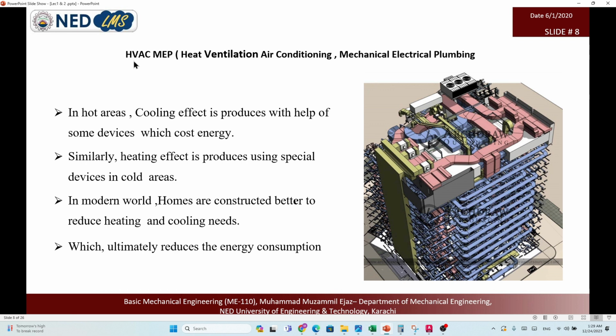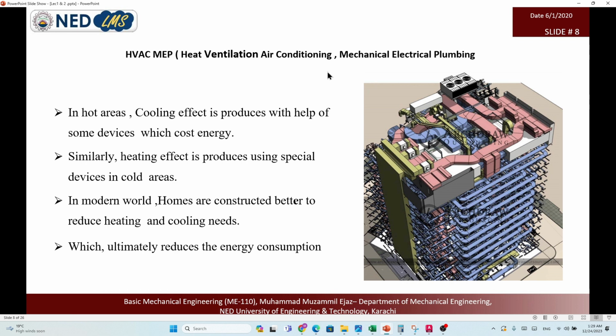What does HVAC MEP stand for? Heating, ventilation, and air conditioning system. That is shown in this picture. For central air conditioning, you have a central chiller, and from this central chiller, the air is transferred to different sections of the building, different floors and offices. Some ducts are returning air from the rooms to the central chiller, and then it is conditioned by temperature and humidity and sent back towards that particular room, and so on.